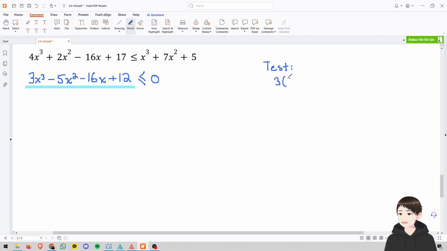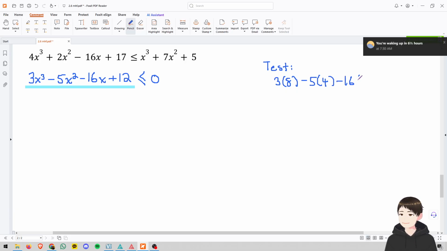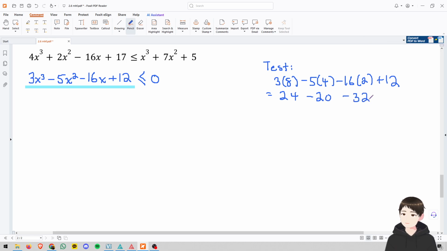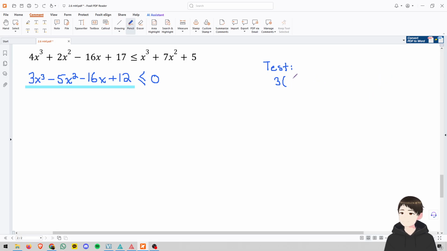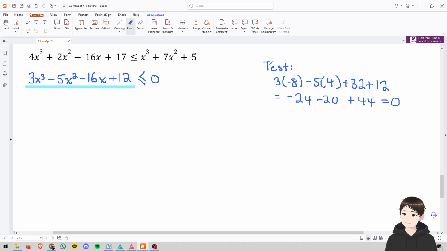3 times 2 cubed, 8. Minus 5 times 2 squared, 4. Minus 16 times 2, 32, plus 12. 24 minus 20 minus 32. It does not work. Okay. How about a negative 2? Negative 8 times 3, minus 5 times a 4, plus a 32, plus 12. So this becomes negative 24, negative 20, plus 44. Perfect. That equals a 0. So x equals negative 2 works.